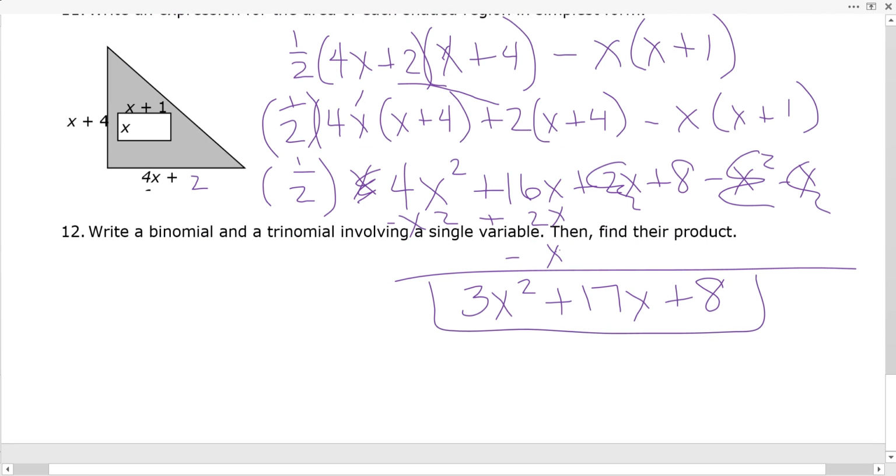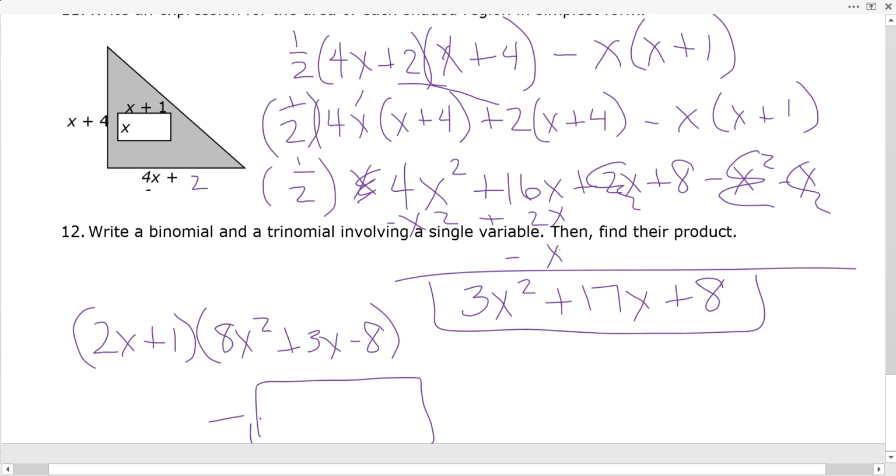Okay, so kind of hate to do the next one, but because you can make up one, but I'll go ahead and do 2x plus 1 times 8x squared plus 3x minus 8. Totally just made that up. And I'm going to make a big old box down here just because I can. So I have, oh, because I'm going to need another section. Okay, 8x squared, 3x positive minus 8, 2x plus 1.